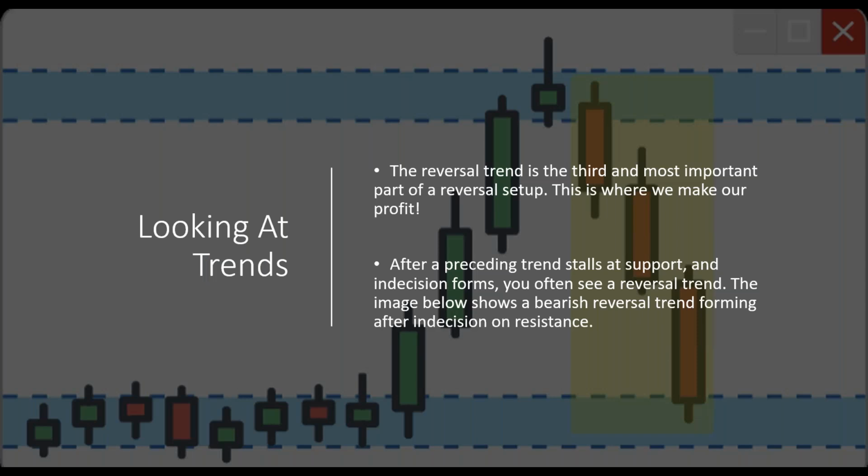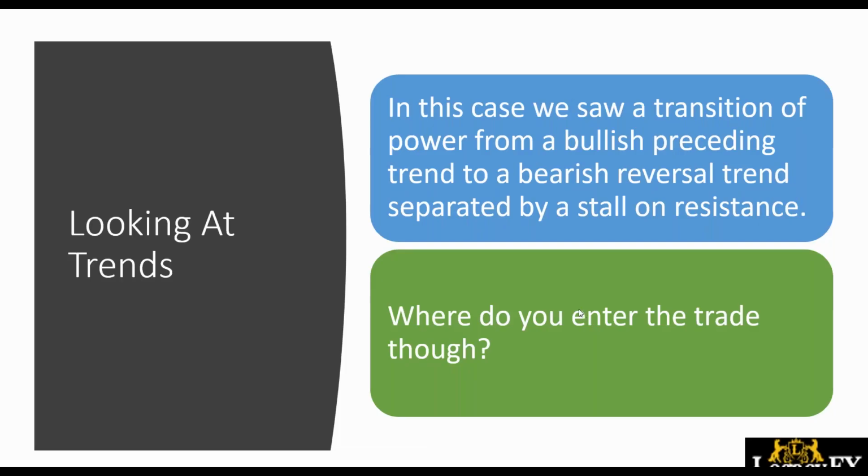Then we need the reversal trend. The reversal trend is the third and most important part of this reversal setup. This is where we make our profit. After the preceding trend stalls at resistance and the indecision forms, you often see a reversal trend. The image in the background here shows a bearish reversal trend forming after an indecision on resistance. So you can see the candles going up, the indecision candle, and the reversal. In this case, we saw a transition of power from the bullish preceding trend to the bearish reversal trend.